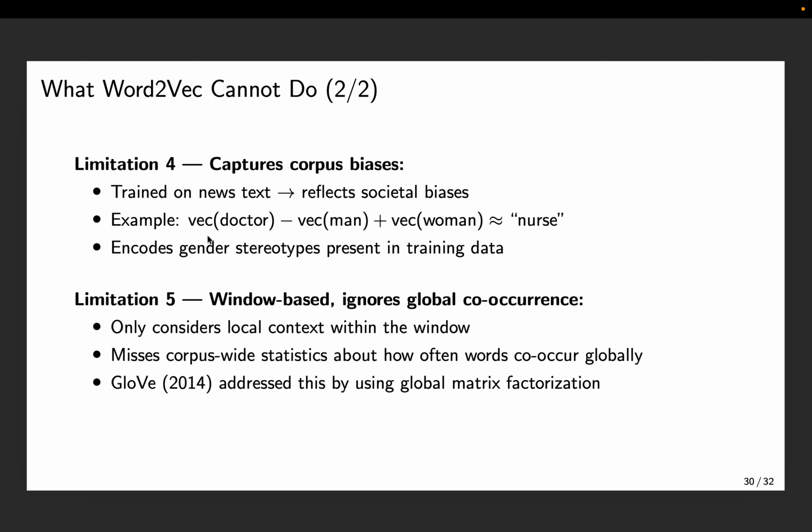The next limitation is that it is window-based and ignores global statistics. Word2vec only looks at local context windows and misses the global co-occurrence patterns across the entire corpus. GloVe addresses this with a global matrix factorization approach. Now moving to the last slide, the conclusion.